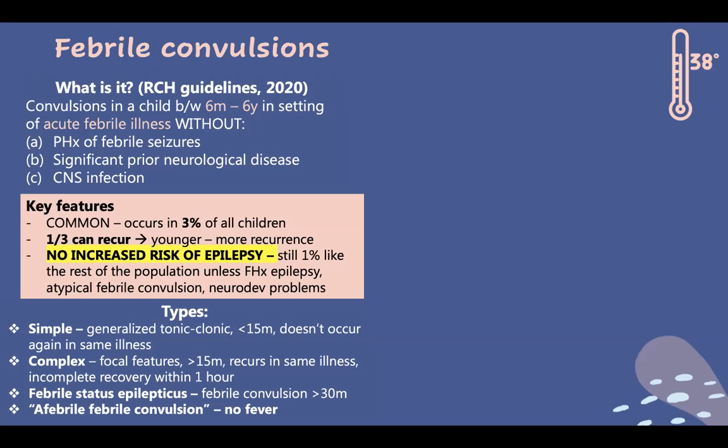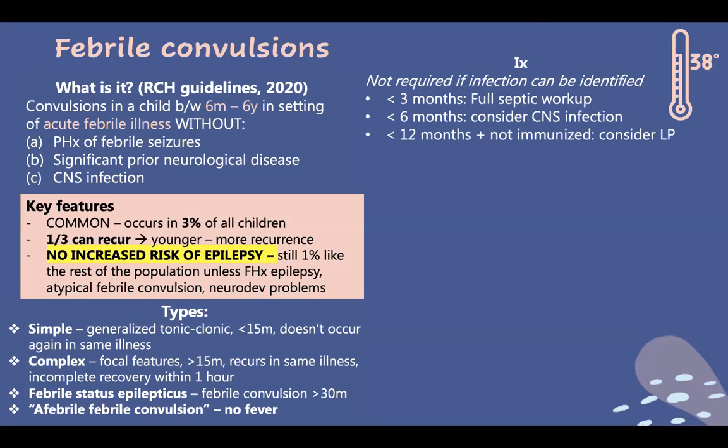Complex is when they have focal features, it lasts for greater than 15 minutes, it can reoccur in the same illness, or there's incomplete recovery within 1 hour. And then febrile status epilepticus has a different definition as well, but it can be when you're having a seizure for greater than 30 minutes. And then there's febrile convulsion with no fever, which if they did that to you, that would be really rude. They can just have a gastro or viral URTI, and that can lead to a febrile convulsion in the absence of a fever.